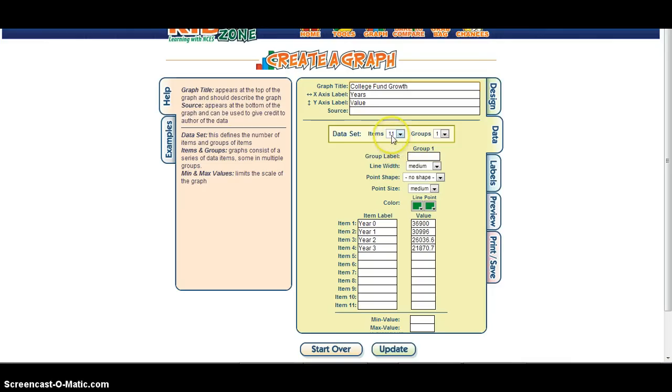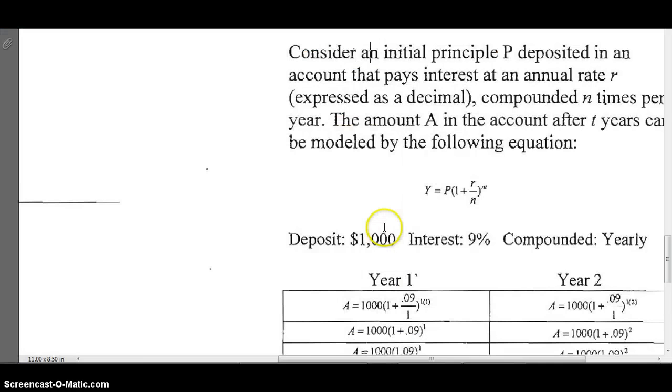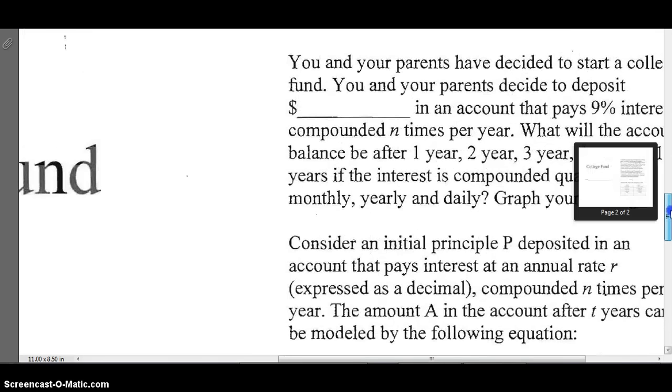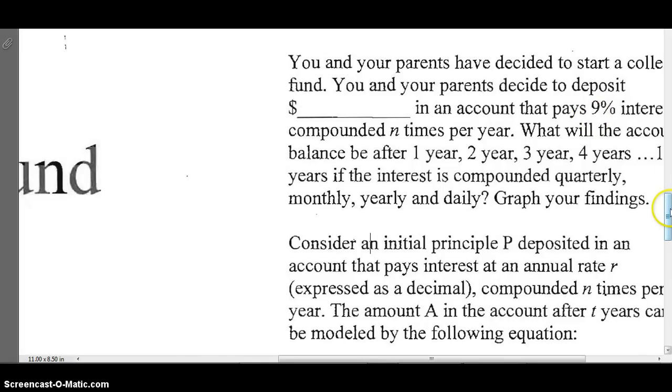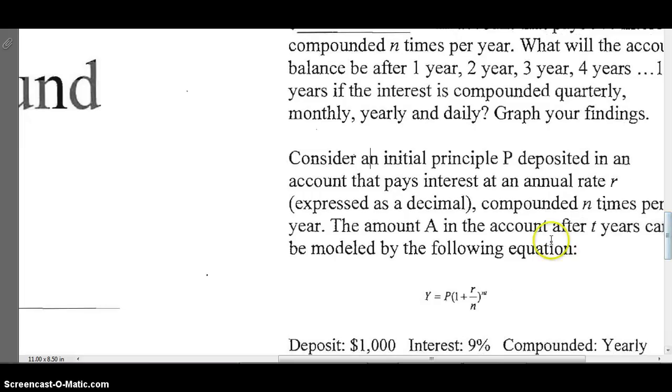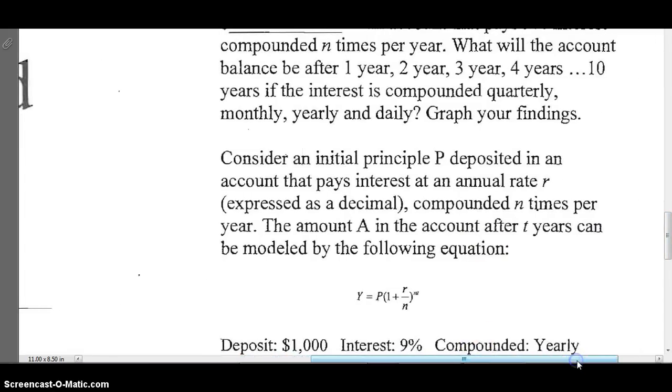Okay, I still want 11 items because we're still going to find for 10 years. So in year 0, I want to deposit $12,000. Okay, in year 1, how much would I have at a 9% growth rate? Now, for this, you're being asked what's going to happen when the account is compounded quarterly, monthly, yearly, and daily. You have to do one graph for each. So first, let's do quarterly. Let's go back to our calculator.